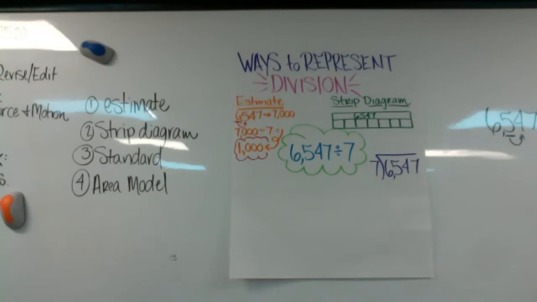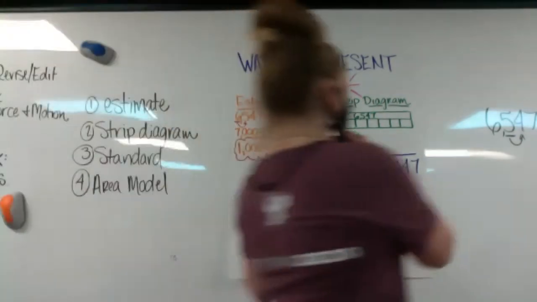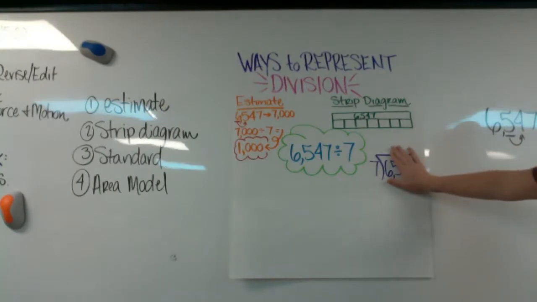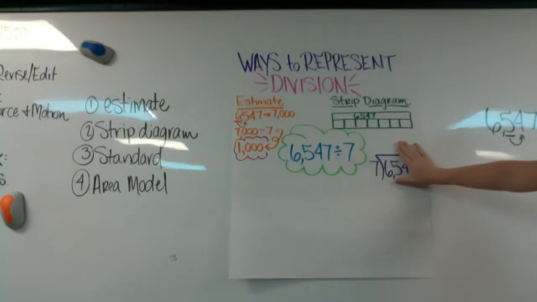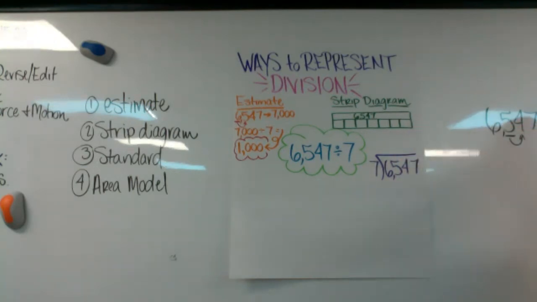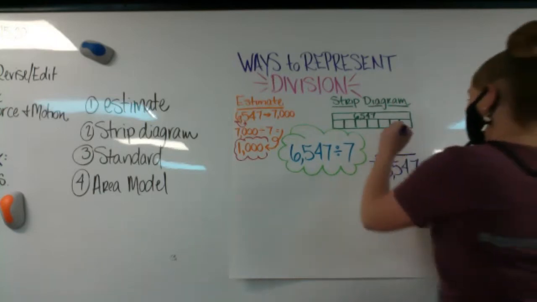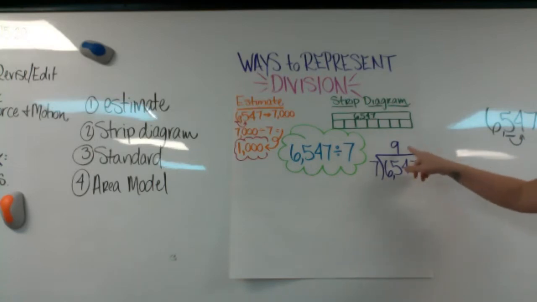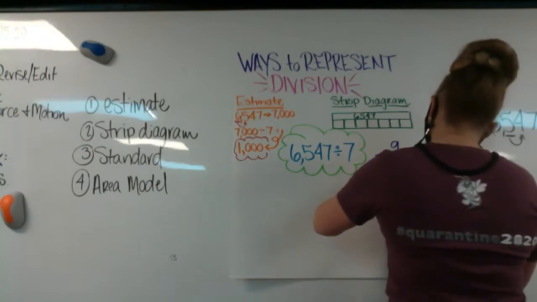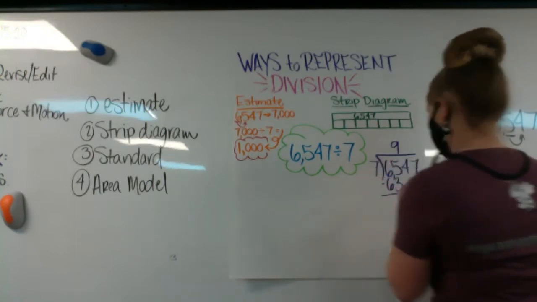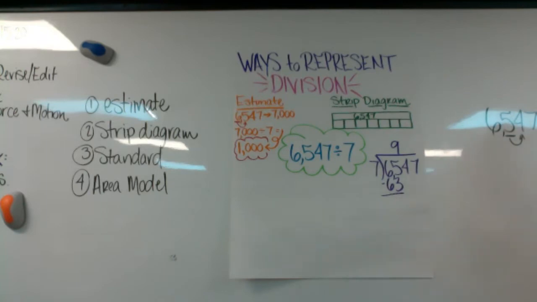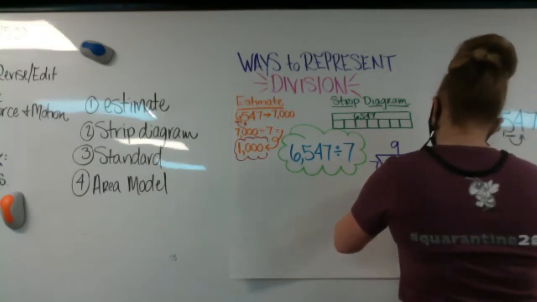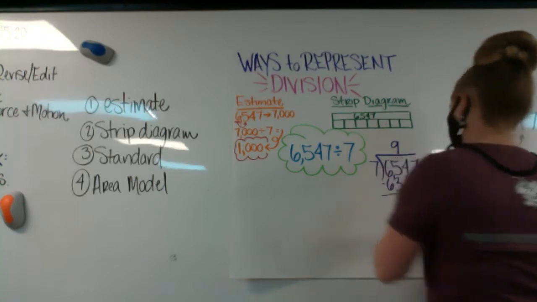Y'all good at keeping up? Okay, so for this one, if I look at the 6, can 7 go into 6? No, it's too big. How many times will 7 go into 65? 9. So I'm going to put my 9 above the 5. And now I need to multiply. So what's 9 times 7, y'all? 63. Put that under here and subtract. 65 minus 63 is 2. And now I bring down the 4 and just start over.